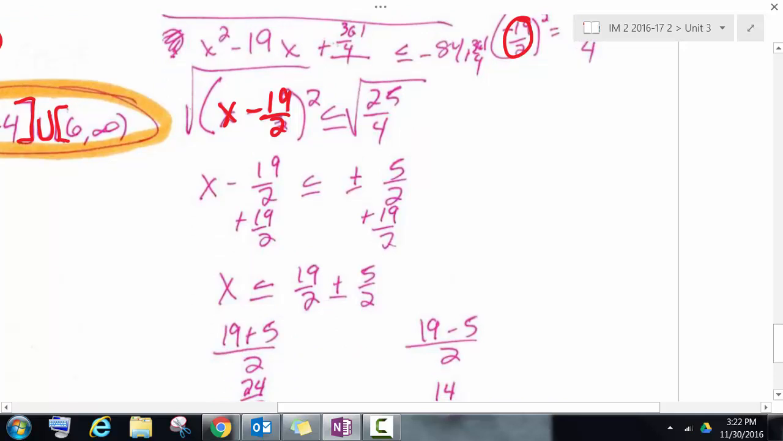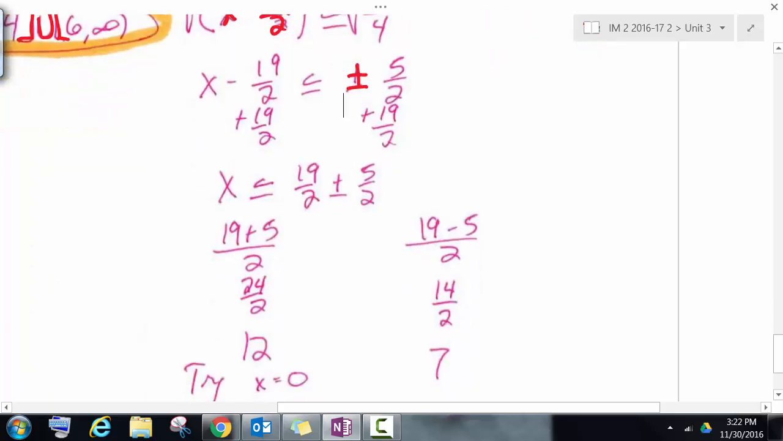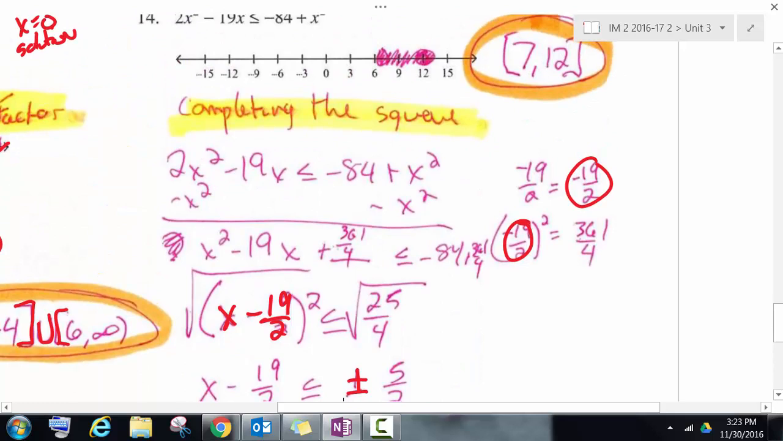Then I have to add 19 over 2 to both sides. So I get 19 over 2 plus or minus 5 over 2. Again, don't forget the plus or minus whenever I take the square root. So I get x is less than or equal to 19 over 2 plus or minus 5 over 2. So I do 19 plus 5 over 2 and 19 minus 5 over 2. Well, 19 plus 5 is 24, divided by 2 is 12. 19 minus 5 is 14, divided by 2 is 7. So my answers are at 7 and 12.